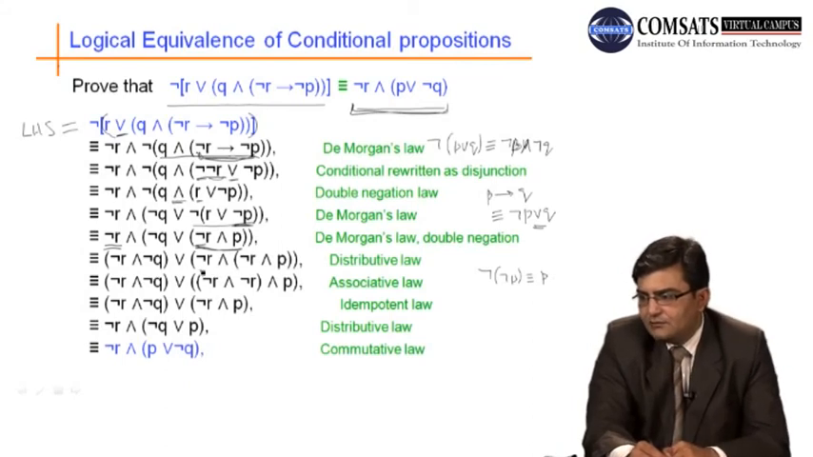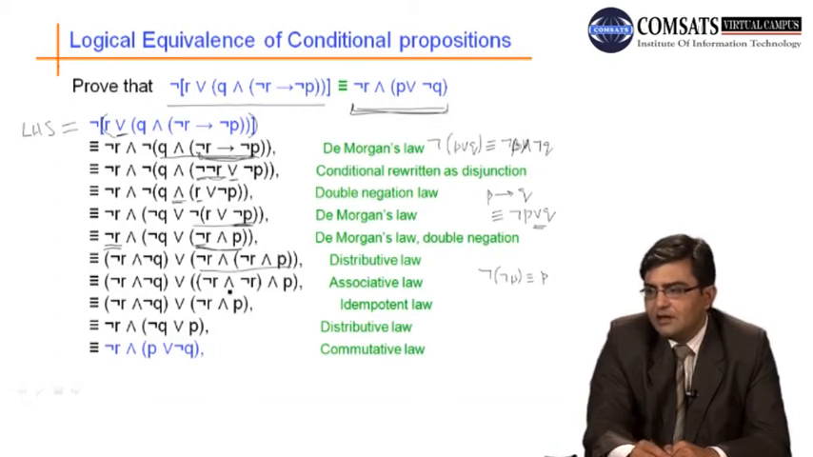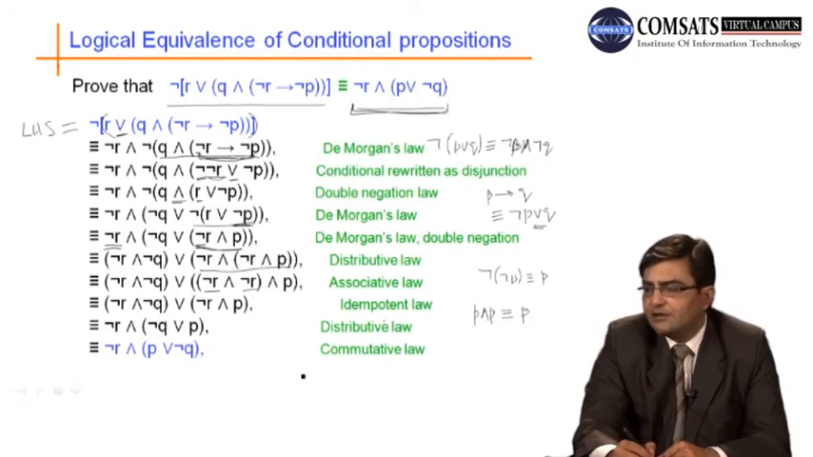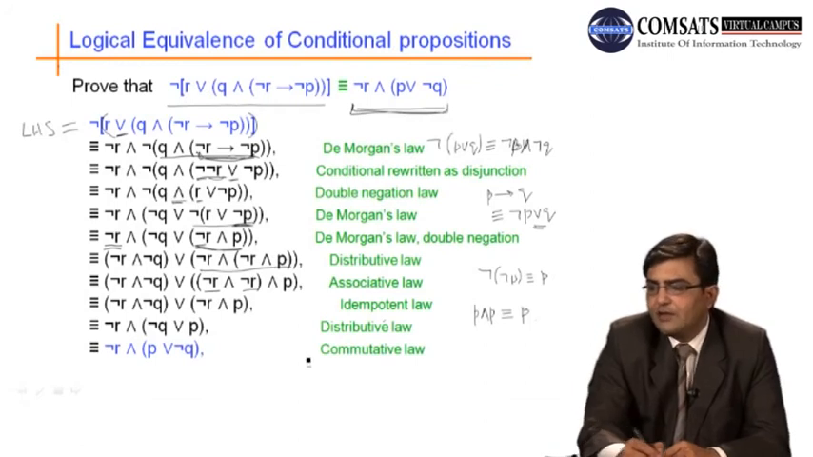We can interchange here the place of not R and this using associative law. We can write it as this. Now we have not R and not R, so this is basically P and P. This is logically equivalent to P. We have seen in the rules of logic or logic laws that P and P is logically equivalent to P. So we can write not R and not R as not R, and we have P here.